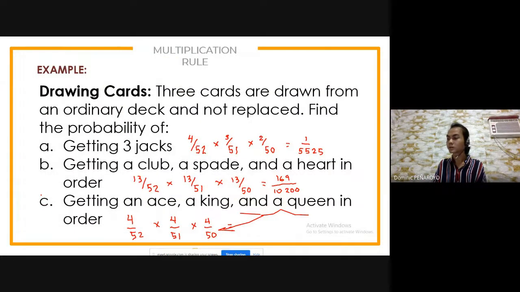Okay. So, 4 over 52 times 4 over 51 times 4 over 50. So we have here 8 over 16,575. So that is the probability of getting an ace, a king, and a queen in order.